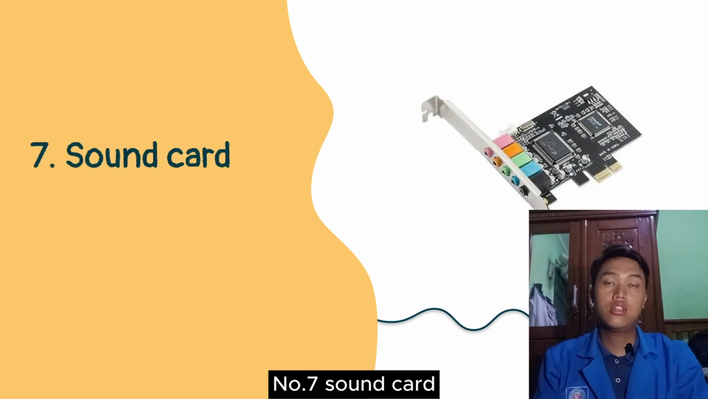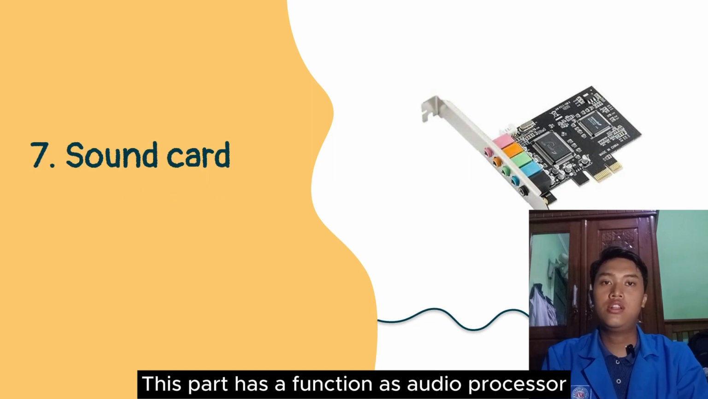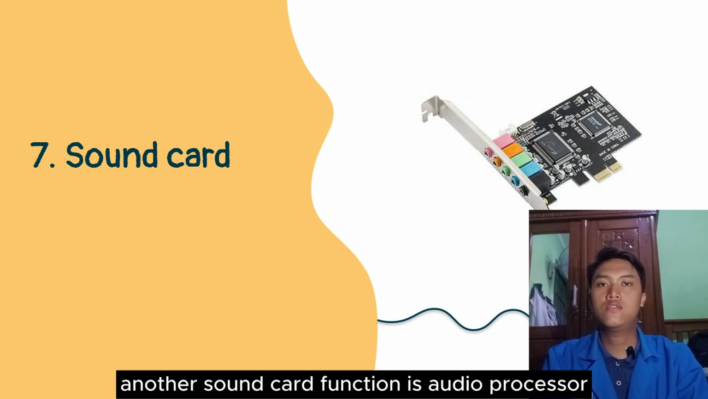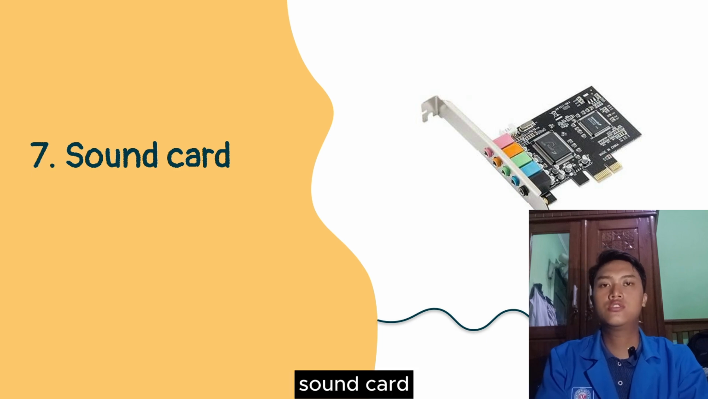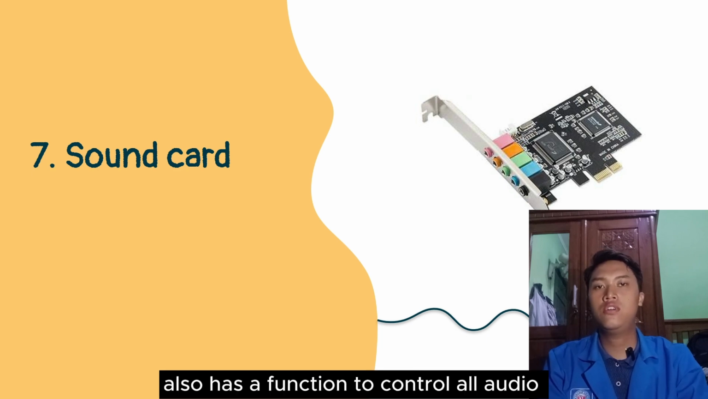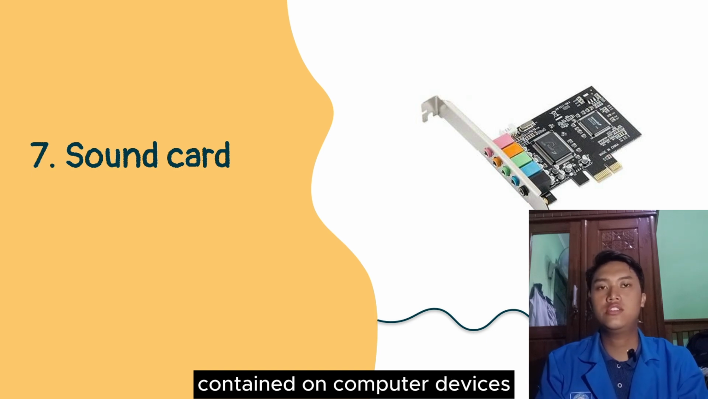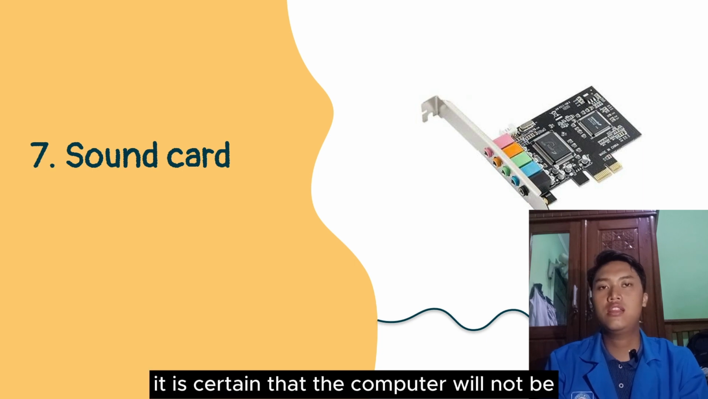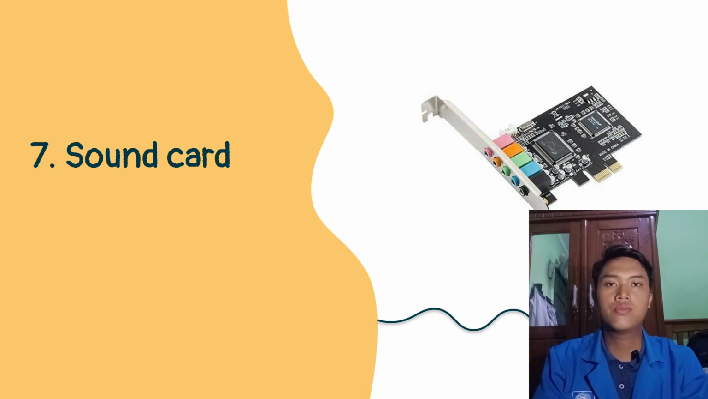Number 7, sound card. This part has a function as audio processor for computer device. Sound card also has a function to control all audio contained on computer devices. Without this device, it is certain that the computer will not be able to make a sound.